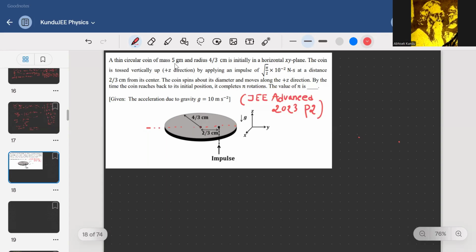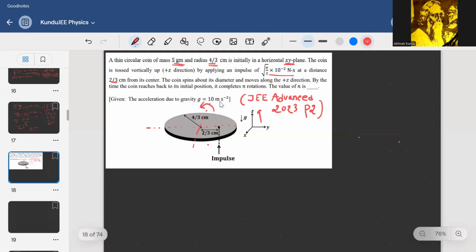A thin circular coin of mass 5 gram and radius 4 by 3 centimeter is initially in a horizontal XY plane. The coin is tossed vertically up by applying an impulse at a distance 2 by 3 centimeter from the center. The coin spins about its diameter. That means it is flipping like this and moves along the Z direction. It goes up. By the time the coin reaches back to the initial position, it completes n rotations. We have to find the value of n, that means how many times it will rotate in the air. The acceleration of gravity we will consider as 10 meter per second square.